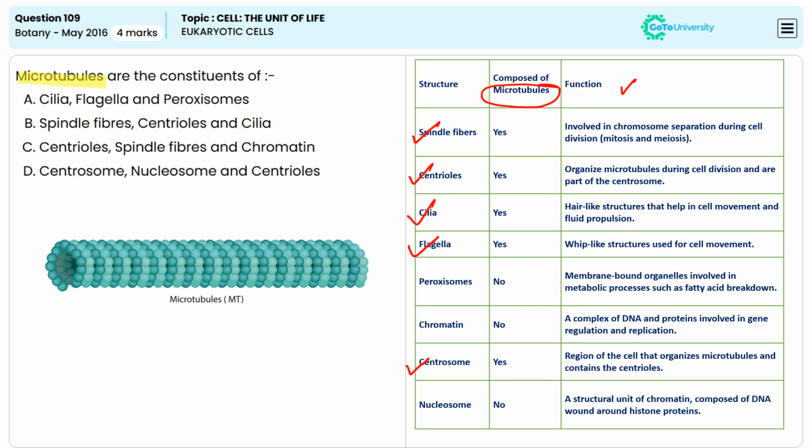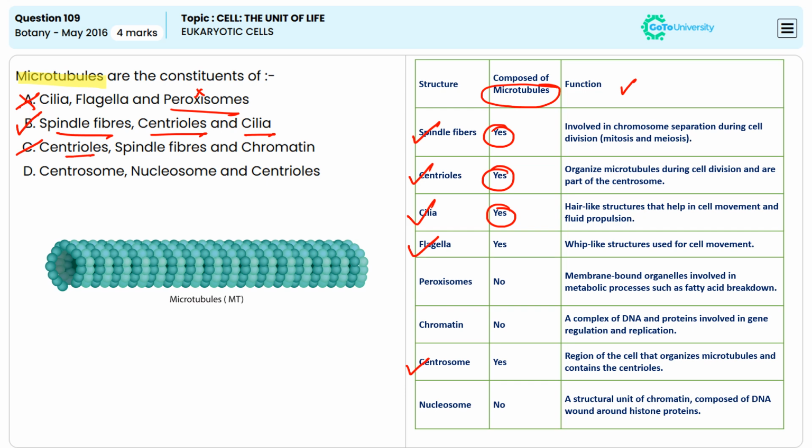So that means here the correct answer will be option B, that is spindle fibers, centrioles, and cilia do have microtubules on them. Whereas coming to option A, cilia, flagella, peroxisomes, where peroxisomes lack the microtubules. So option A is incorrect.